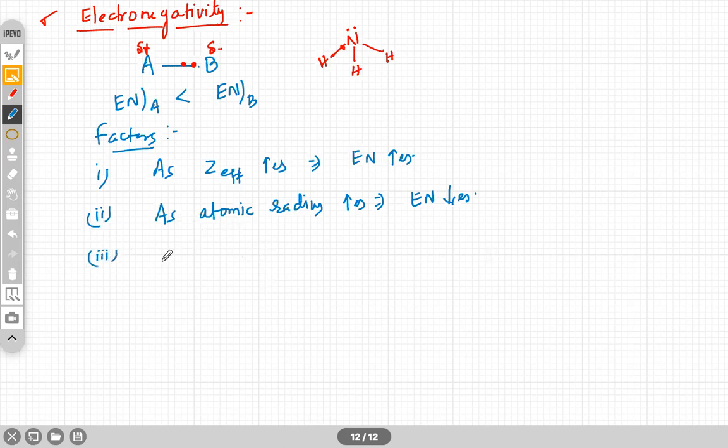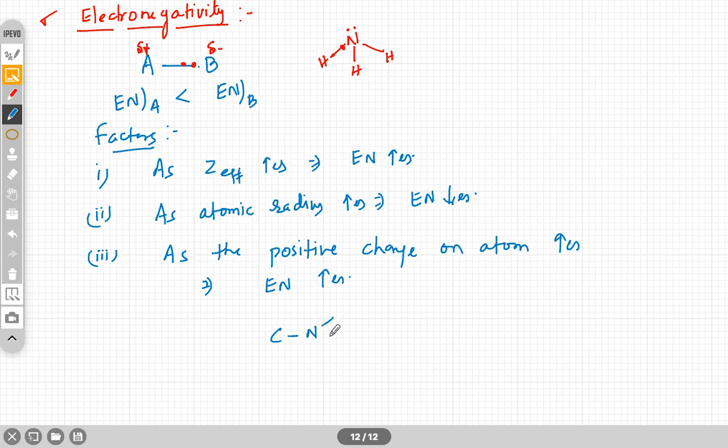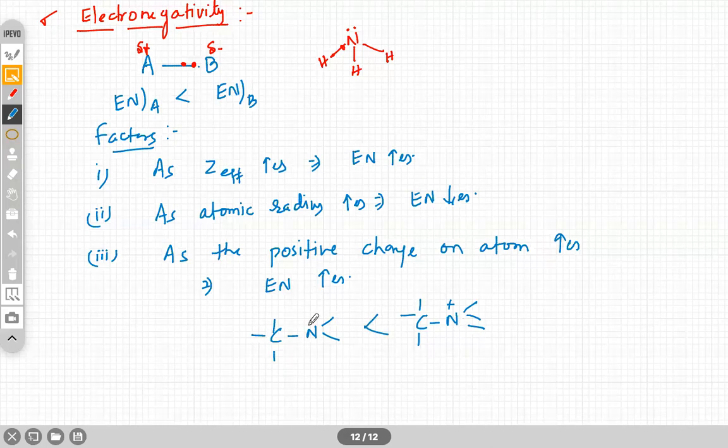Third one: as the positive charge on the atom increases, electronegativity also increases because it attracts the electrons more. For example, we have carbon, nitrogen, and carbon, nitrogen with a positive charge on it. So here the electronegativity of this nitrogen is more than that of the other nitrogen because of the positive charge we have here.